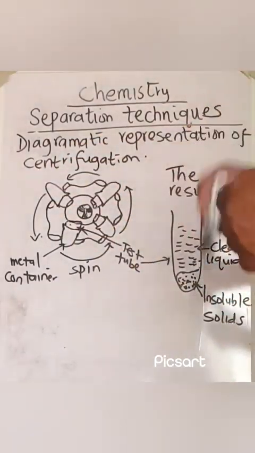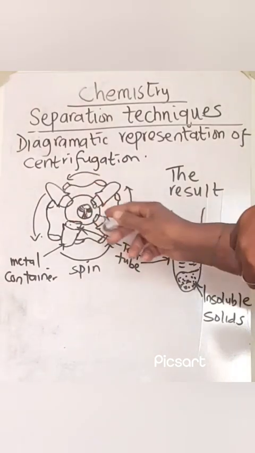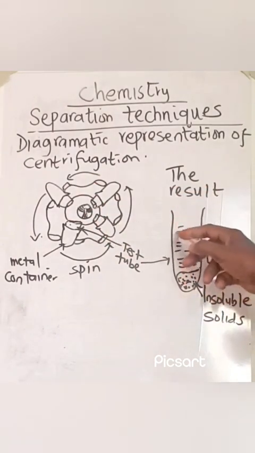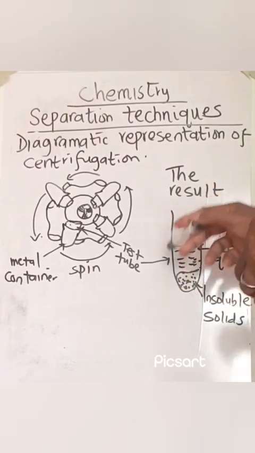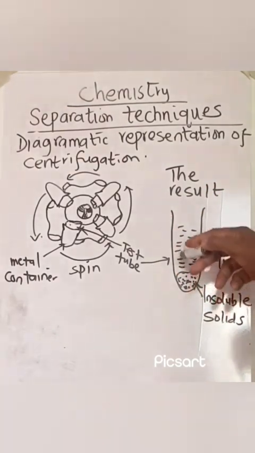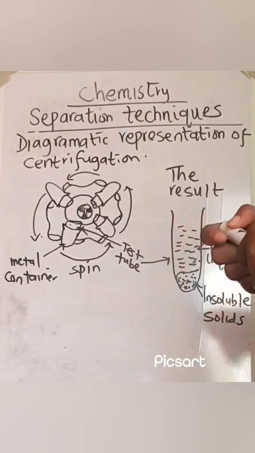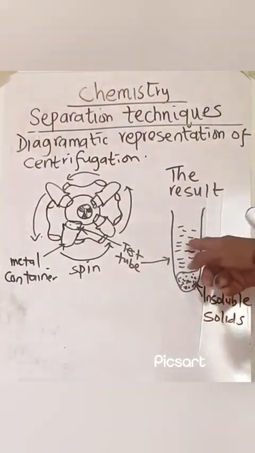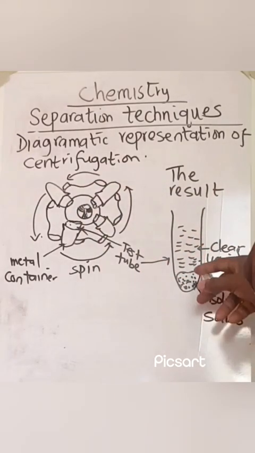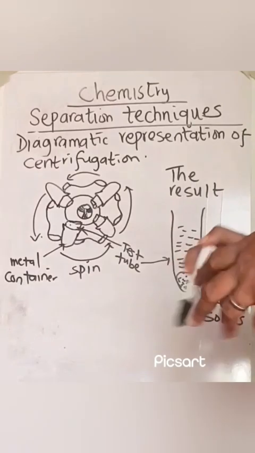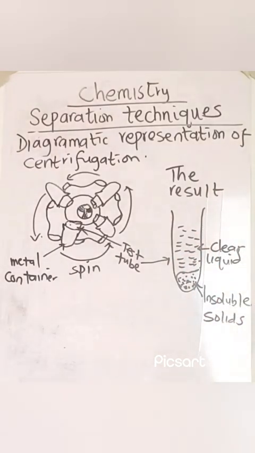At the end, each of these test tubes will look something like this. The heavy solid particles will now settle down, while the clear liquid will be on top. So this is the result of each of these tests. Use it to separate this clear liquid, water, from the insoluble solids. Then the next one is flotation. The flotation comes next.